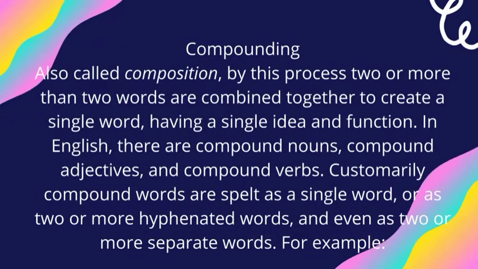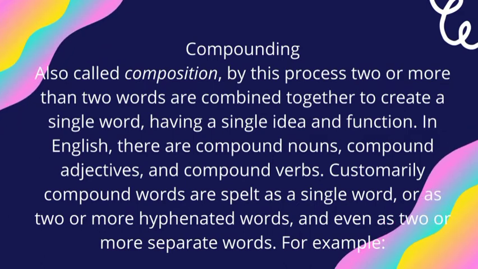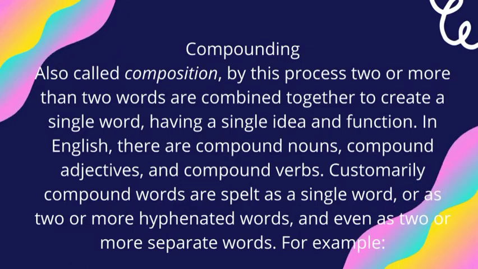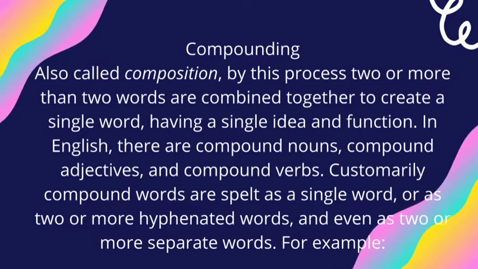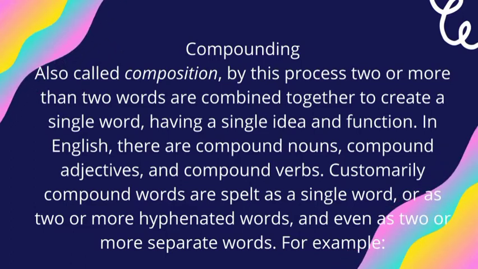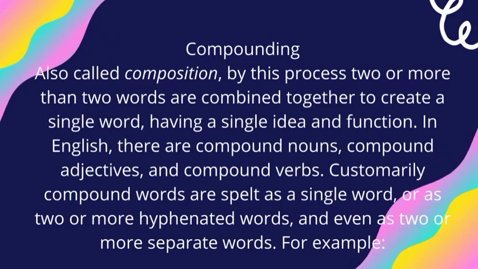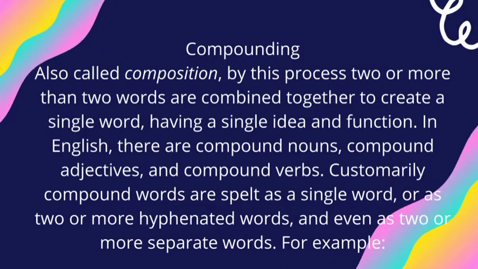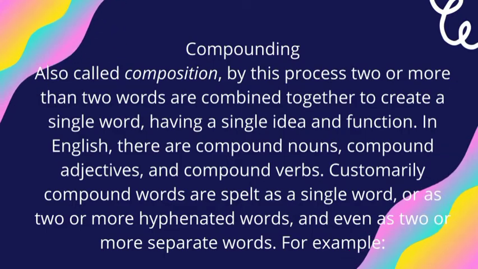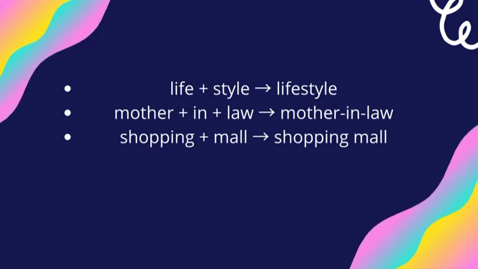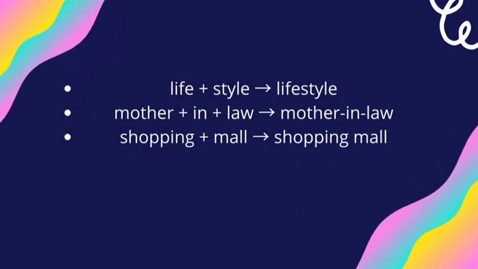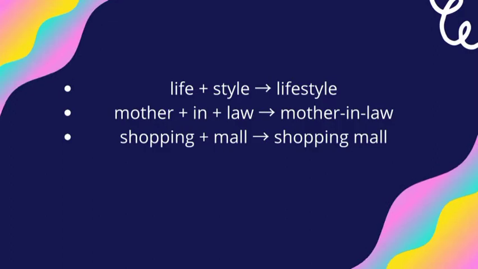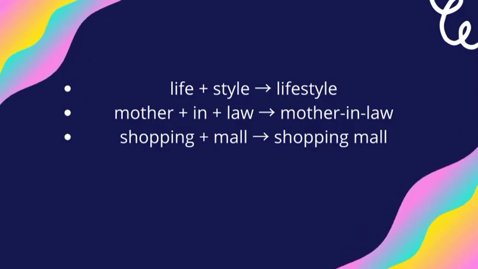5. Compounding, also called composition. By this process, 2 or more words are combined together to create a single word having a single idea and function. In English, there are compound nouns, compound adjectives, and compound verbs. Customarily, compound words are spelled as a single word, as 2 or more hyphenated words, and even as 2 or more separate words. For example, life plus style becomes lifestyle, mother plus in plus law becomes mother-in-law, and shopping plus mall becomes shopping mall.